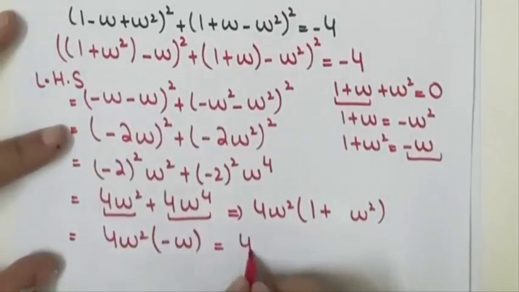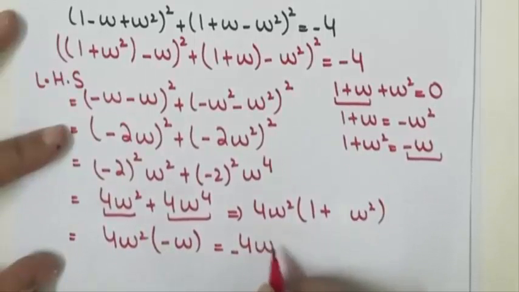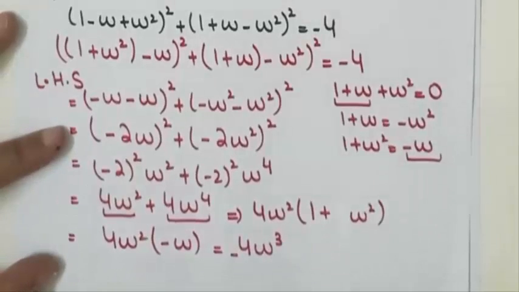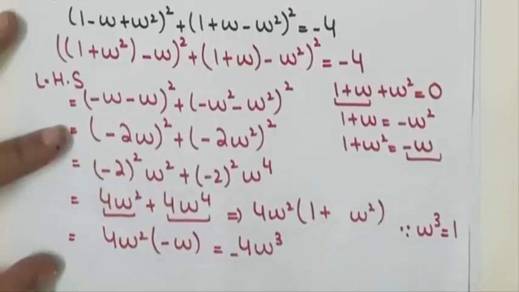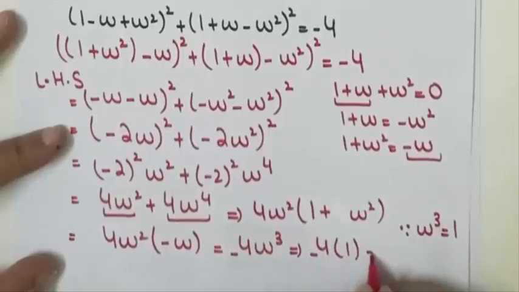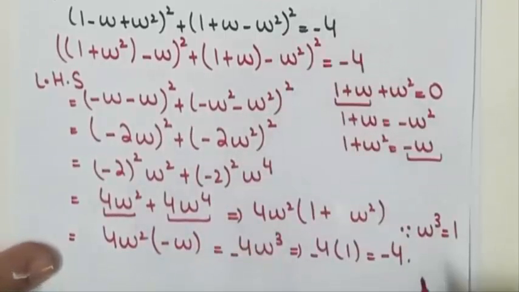Now this is equal to minus 4 omega square into omega, which means omega cube. Now this is a very important result, that omega cube is equal to 1. So minus 4 into 1, this is equal to minus 4. So in this way we have proved our result, and this is the right hand side. In the coming videos I will make a video in which I will tell the 3 ways how we can show that omega cube is equal to 1.